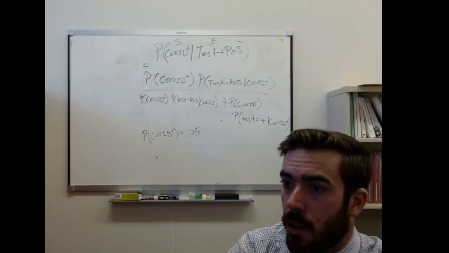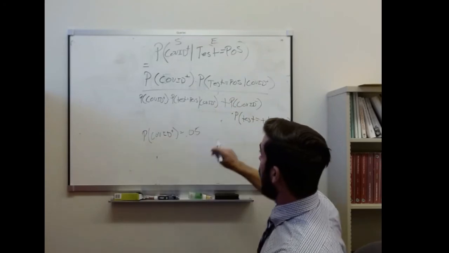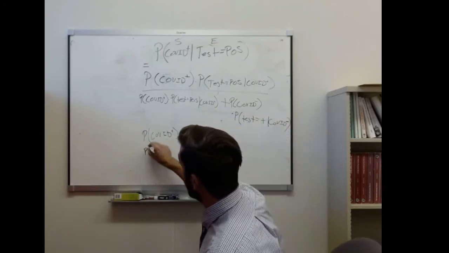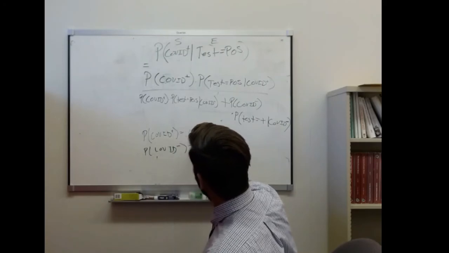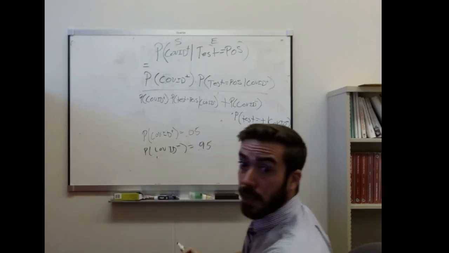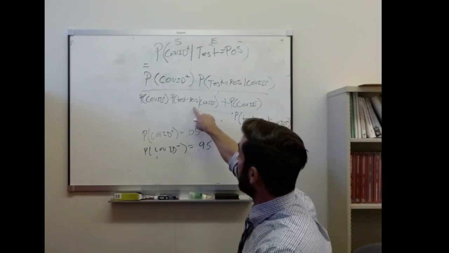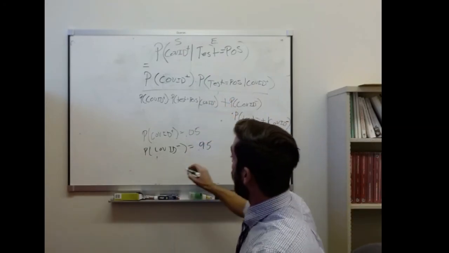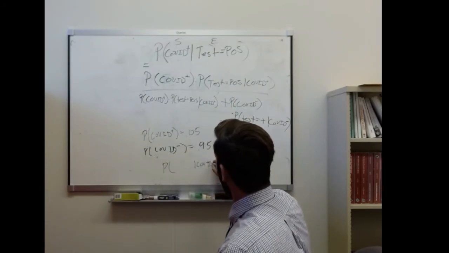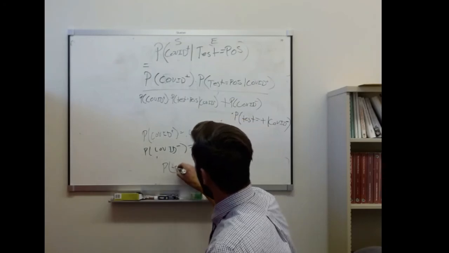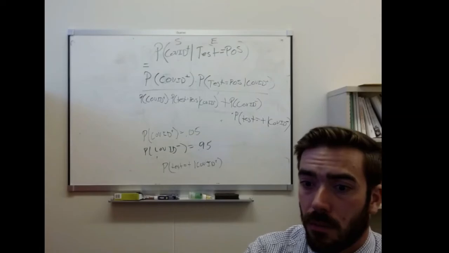Right? So everywhere I see COVID positive, I could plug in 5%, which would also mean the probability that someone chosen at random is negative for COVID is 0.95. Now the other thing I'm going to need is, given that they're COVID positive, what's the probability I see a positive test result, right?